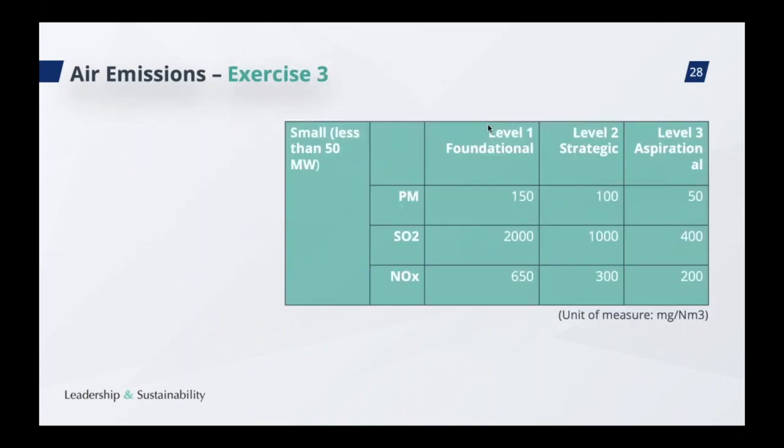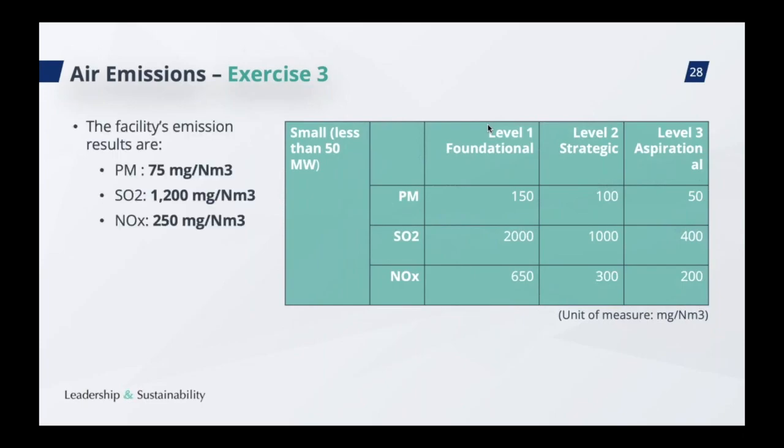Let's make a small exercise of how you can categorize the levels of emissions limits at your facility. Let's consider the following measurements. Accordingly, which level did your facility achieve? We got these parameters, these results, from our air emission test report. So PM is equal to 75 milligram per cubic meter. Sulfur dioxide is 1,200 milligram per cubic meter. NOx is equal to 250 milligram per cubic meter.